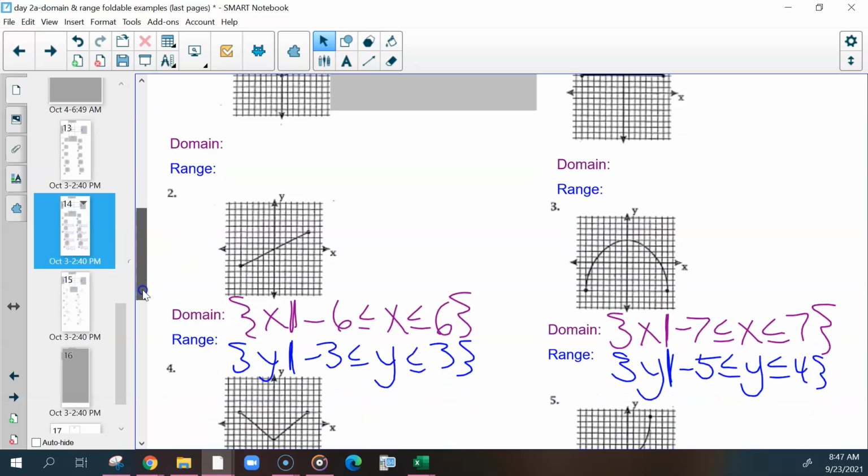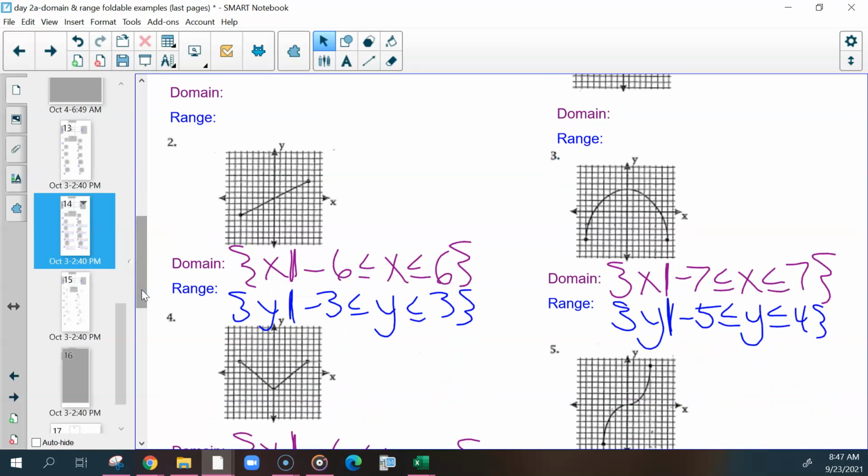Okay, so I'm just going to point to the graph, read out the domain and range. You find out on your paper, see if it matches. If not, fix it. So this number 2, the domain was from -6 to 6. The range was from -3 to 3. This number 3, the domain was from -7 to 7. The range was from -5 to 4.